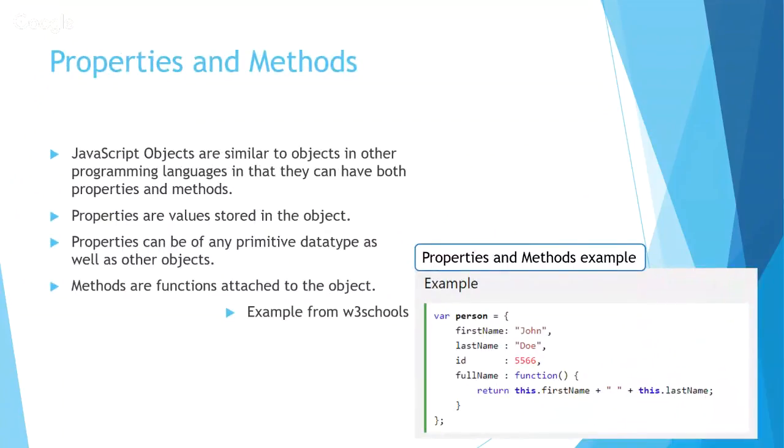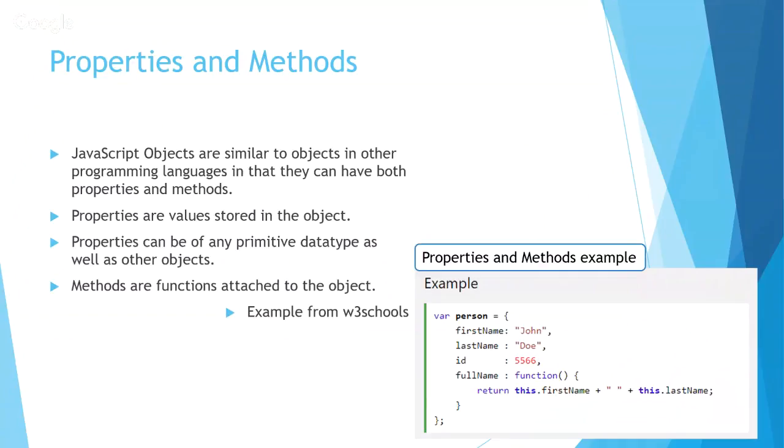So, JavaScript properties and methods. JavaScript objects are similar to objects in other programming languages in that they can have both properties and methods. Properties are values stored in the object. Properties can be of any primitive data type as well as other objects. Methods are functions attached to the object.